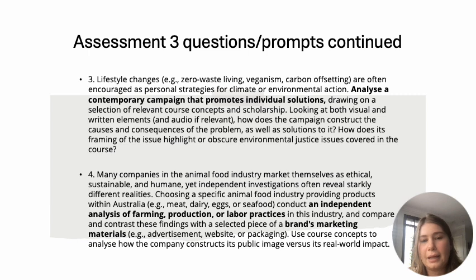How does the campaign construct the causes and consequences of the problem, as well as the solutions to it? And how does it frame these issues, or how does the framing of these issues highlight or obscure environmental justice issues covered in the course? Obscure, it actually says, not obstruct, even though that's kind of the same thing.